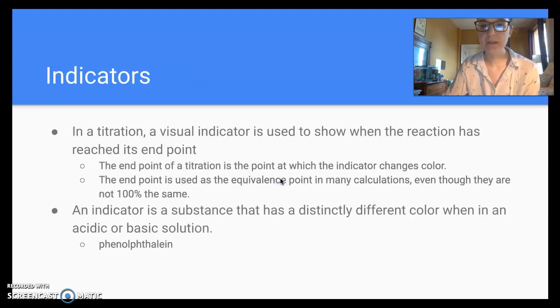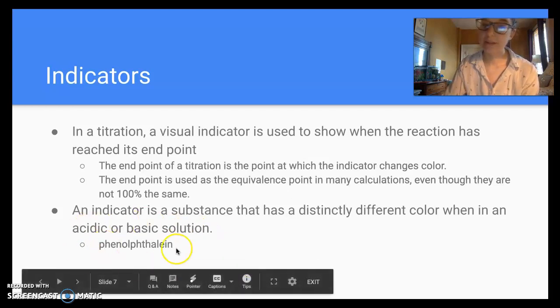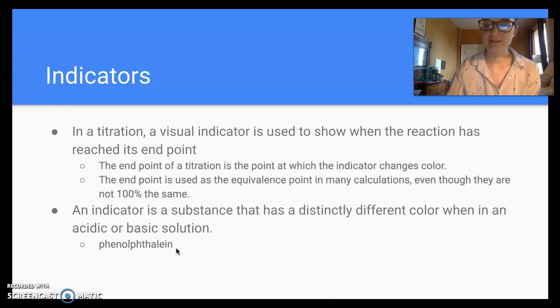We talked a little bit about different indicators in the previous slideshow, but an indicator basically has a color change that tells you when the pH has changed. With titrations, a lot of times we use phenolphthalein because it's clear with acids and pink with bases. Now, it doesn't turn bright fuchsia pink as soon as it's basic. It's just going to be a slight pink hue at first, which is why you have to watch your reaction very, very carefully so that you know immediately when the reaction has reached the end point.